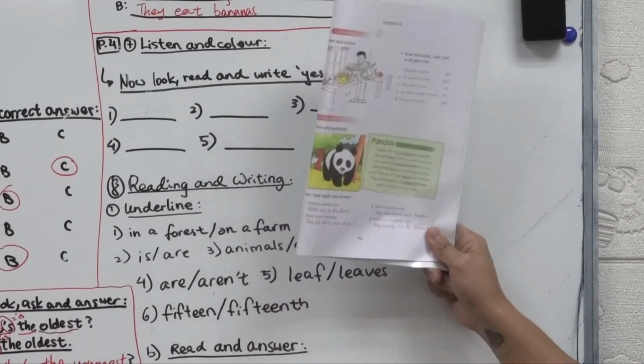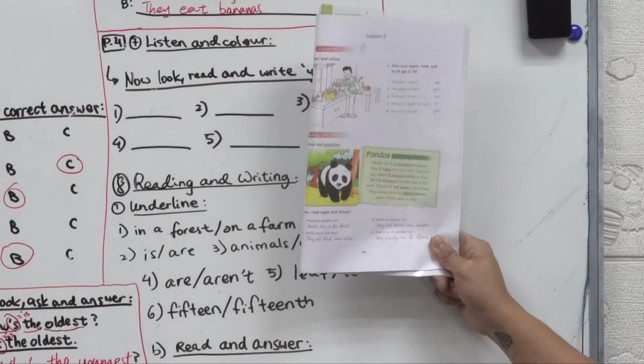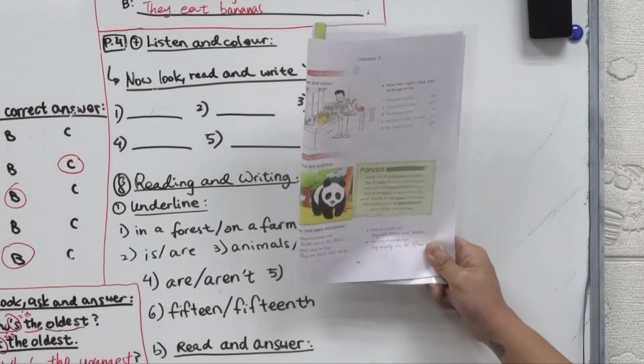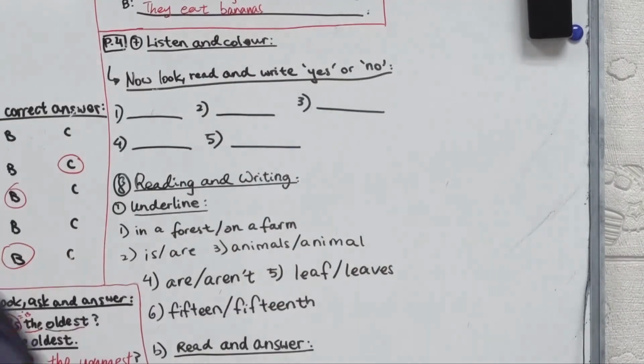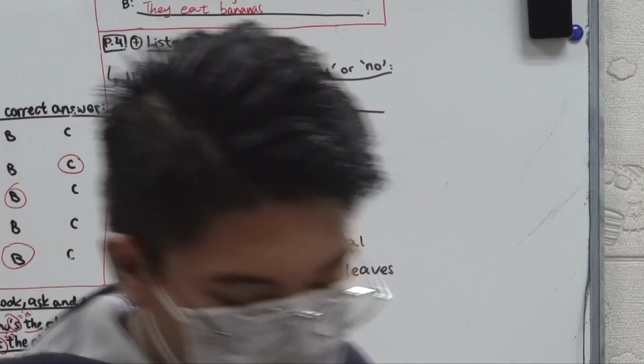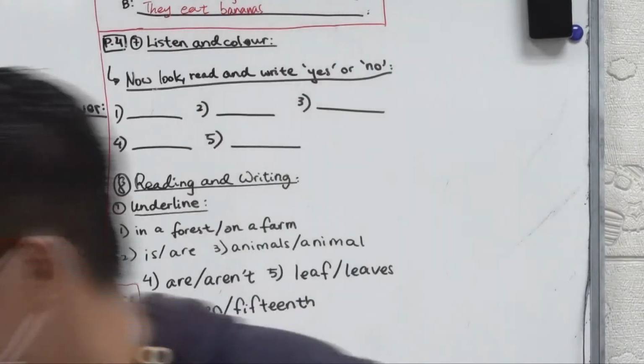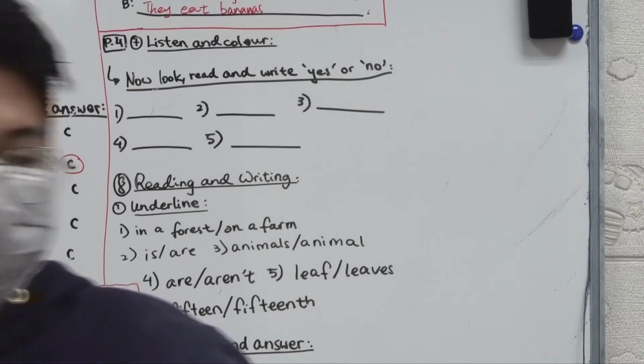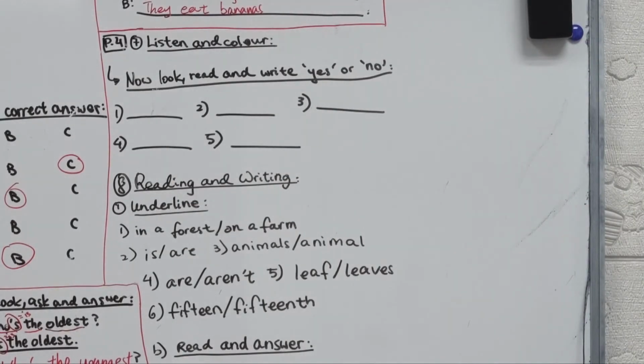Alright, now let's go on to the listening part. Please take out your color pencils, everyone. You don't have color pencils? Alright, so everyone at home, take out your color pencils. How much time do we have left? Around 15, right? Yeah, okay.